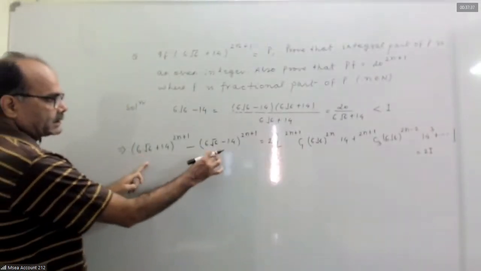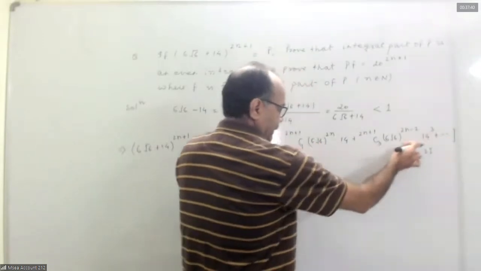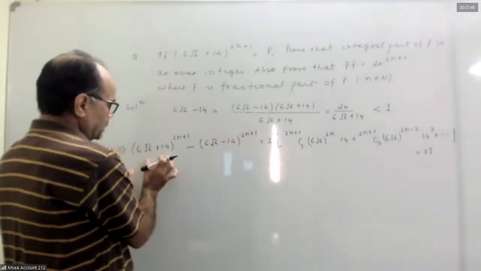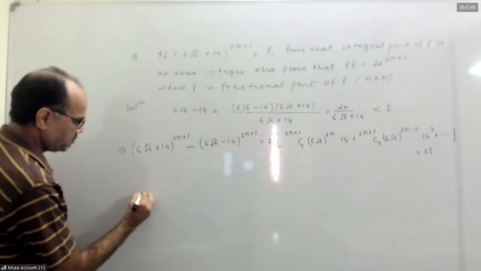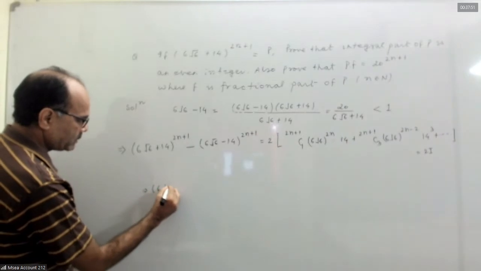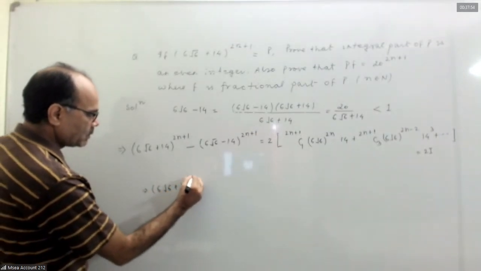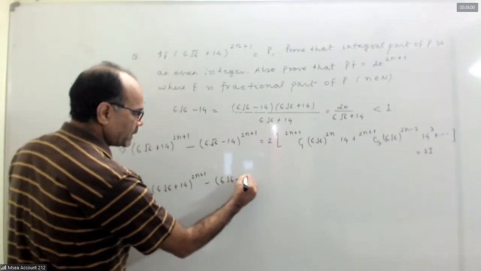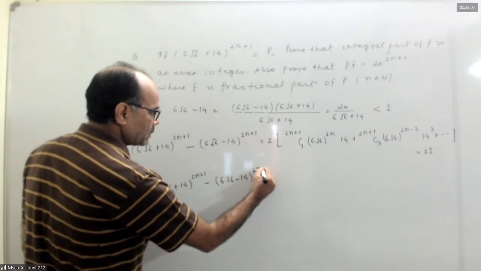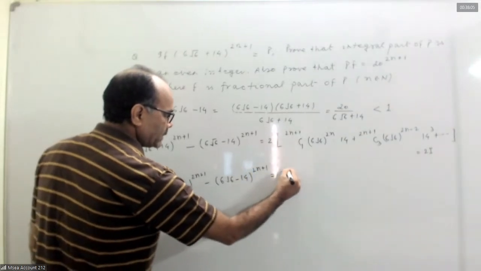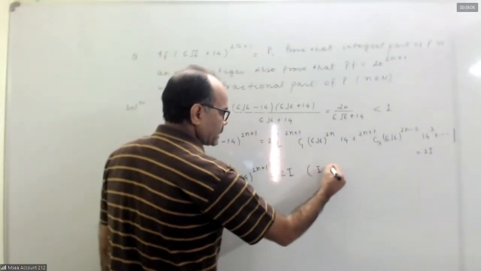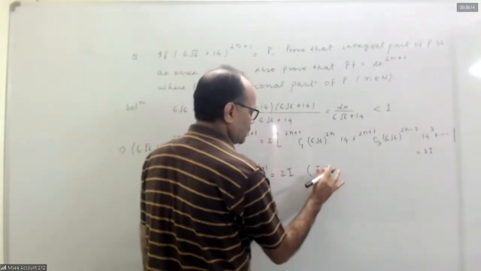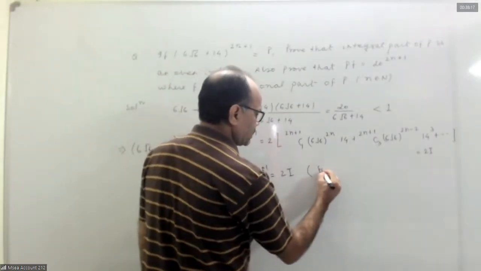See, this minus this equal to this. Within the bracket, it is even integer into 2. This is 2i. Up to here, this is clear? Yes, sir. This minus this is 2i. 6 root 6 plus 14 minus 6 root 6 minus 14 to the power 2n plus 1 equals 2i. Can I write it? Yes, sir. For some positive integer I.